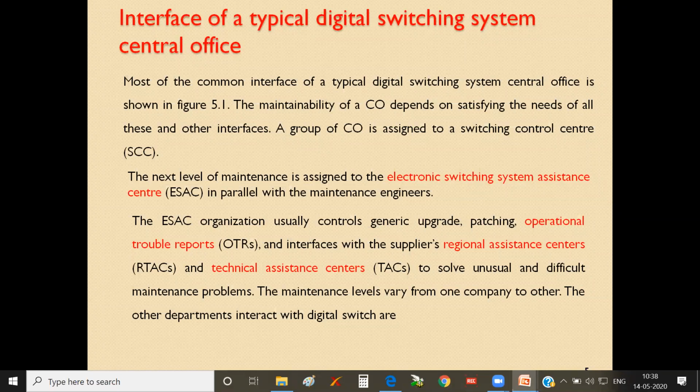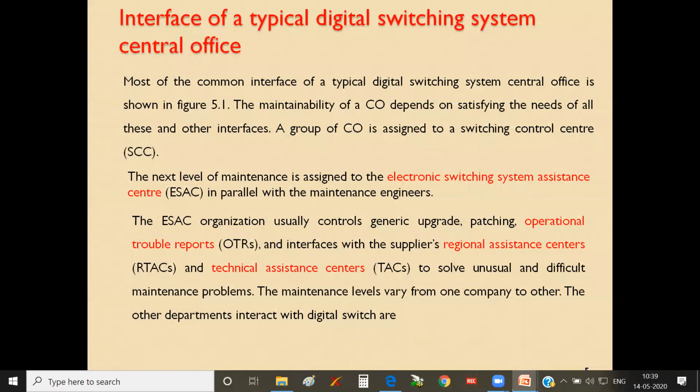There is an organization, and it helps us to solve these problems. You can look at social organizations in society. Why are they formed as organizations? Because they solve some societal needs, some societal problems. So similarly here, the ESAC organization solves unusual and difficult maintenance problems happening at the central office.